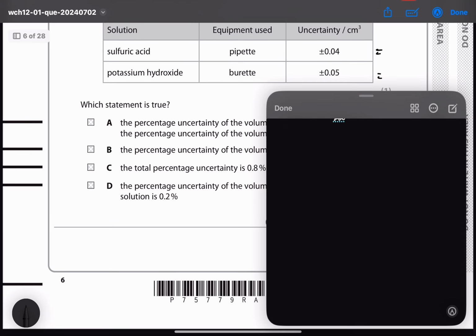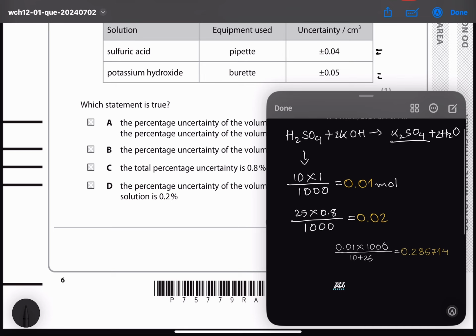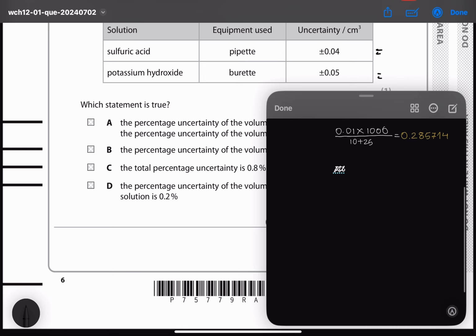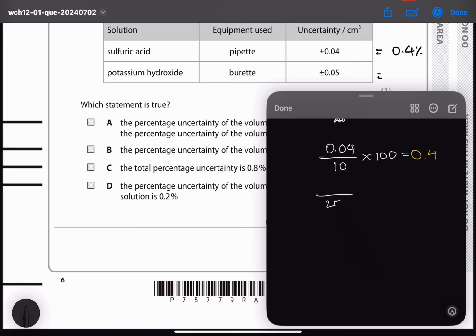So we use pipette for sulfuric acid. If you remember, the volume of sulfuric acid was 10. So percentage uncertainty will be 0.04, that's the uncertainty, over the volume that we are measuring times 100. This will give us 0.4. So this is 0.4%. For burette, we measured the volume 25.